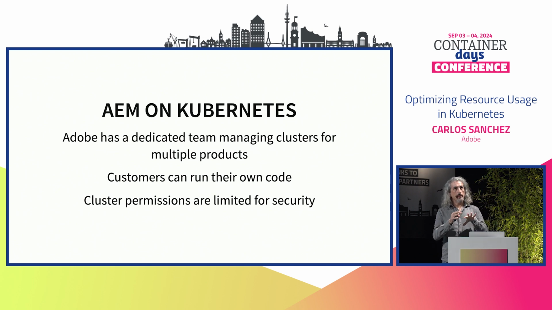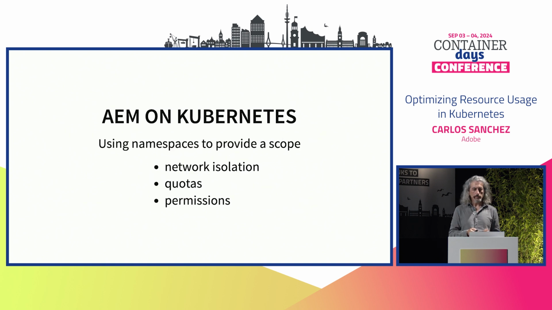A particularity at Adobe is that we have a dedicated team that manages the Kubernetes clusters for multiple products. And as I mentioned, we have customers writing code that we run for them, so we have to do a lot of permissions checking and ensure that their things are tight, because we run somebody else's code. We use namespaces to provide the scope, network isolation, quotas, permissions, so we don't mix customers in namespaces.